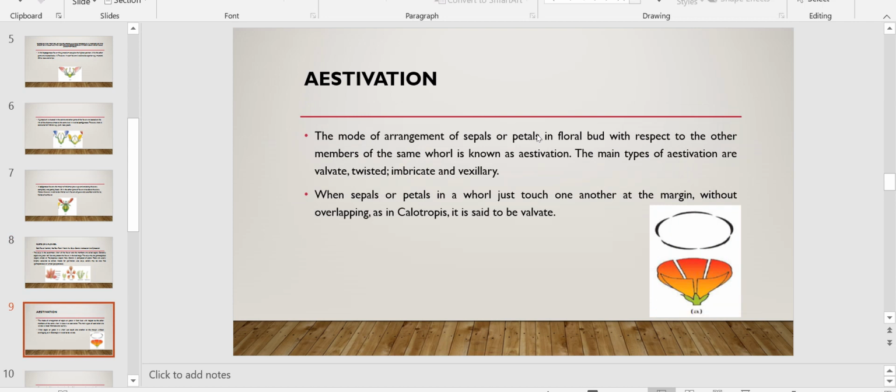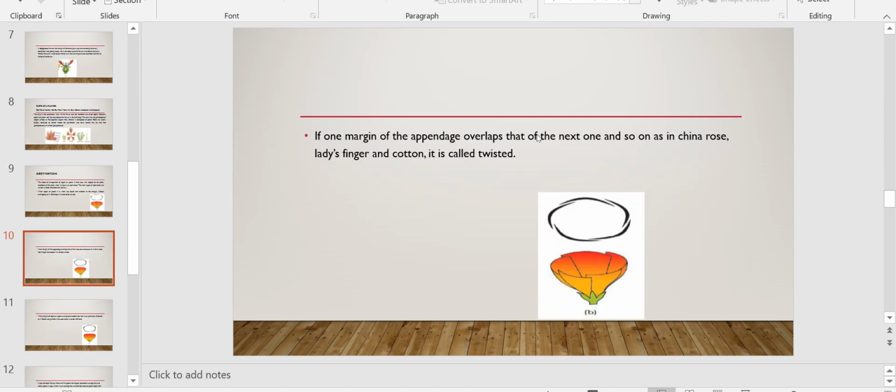Estivation. The mode of arrangement of sepals or petals in the floral bud with respect to the other members of the same whorl is known as estivation. The main types of estivation are valvate, twisted, imbricate, and vexillary. When sepals or petals in a whorl just touch one another at the margin without overlapping, as in calotropis, it is said to be valvate. As you can see in this diagram, when one margin of the appendage overlaps that of the next one and so on, as in China rose, ladyfinger, and cotton, it is called twisted.